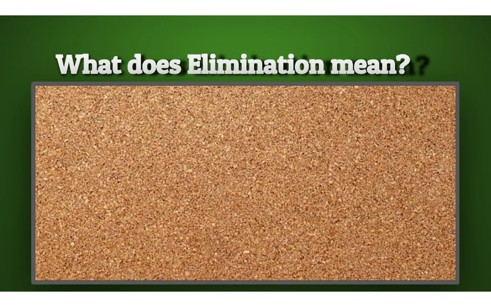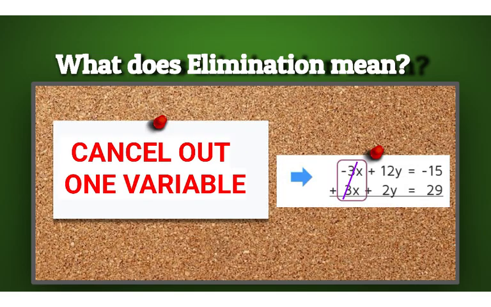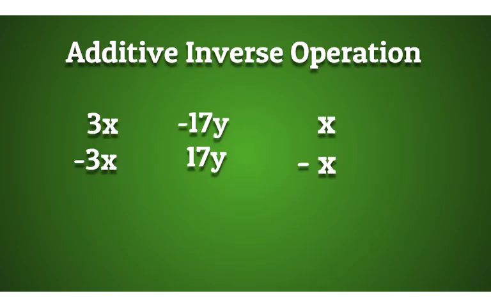So what does elimination mean? Elimination is just telling you to cancel one of the variables out of the two. Therefore, you're just left with one variable and you're solving for that one variable.